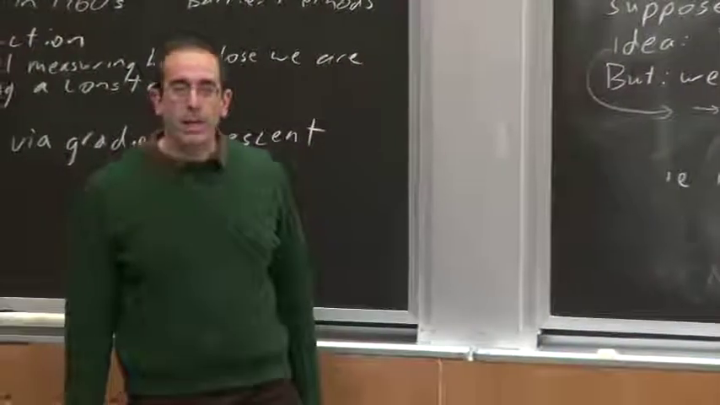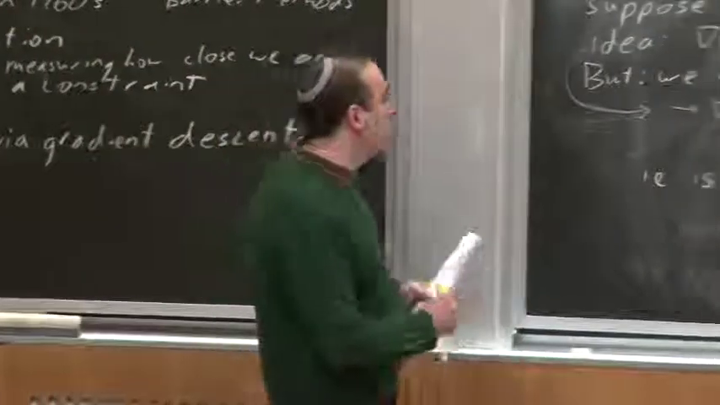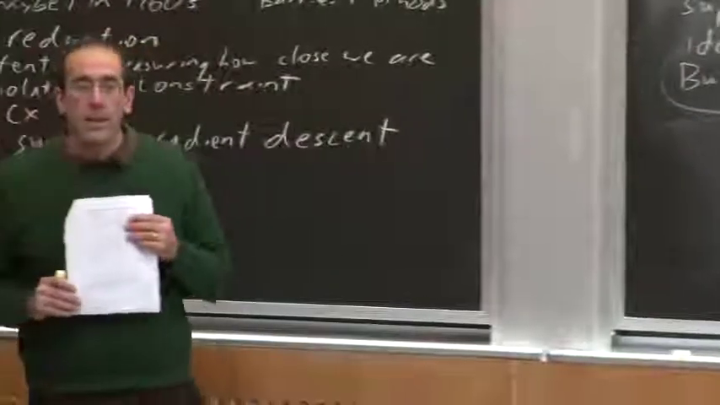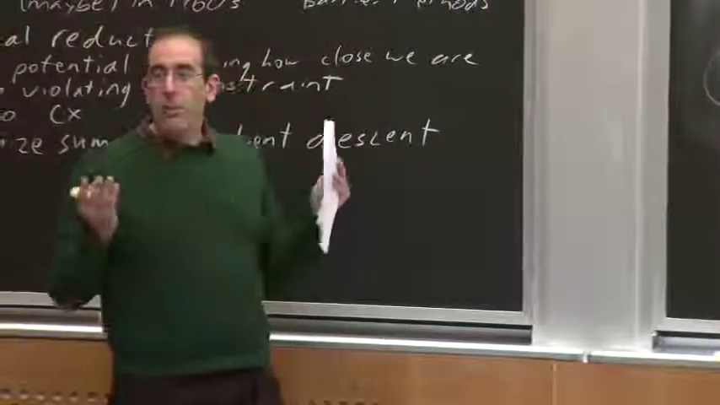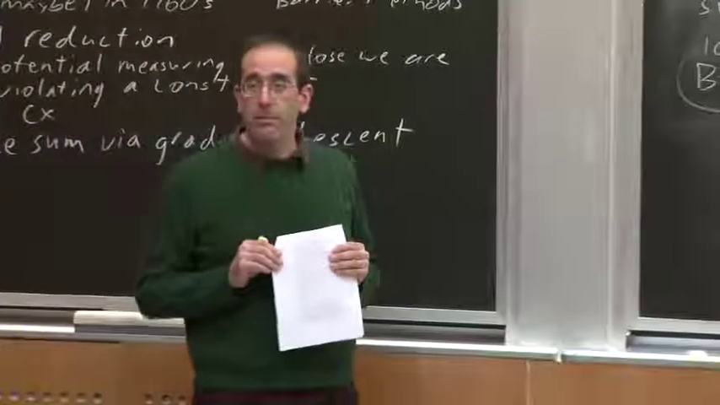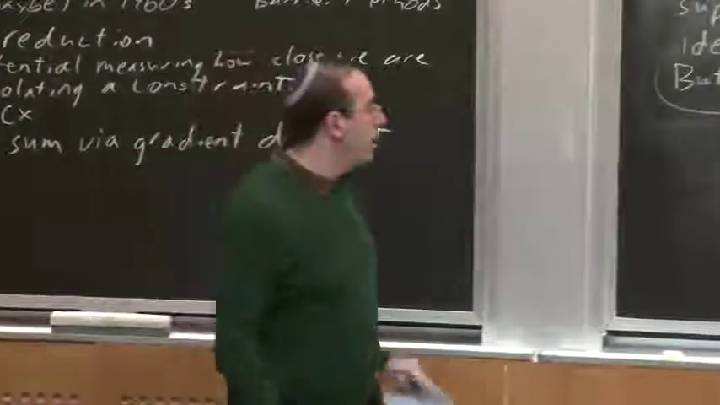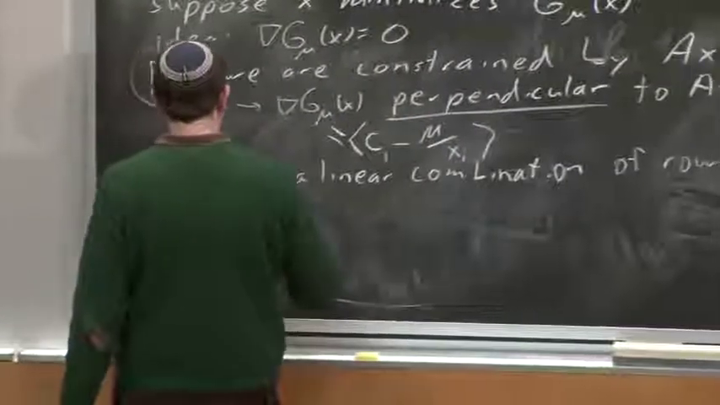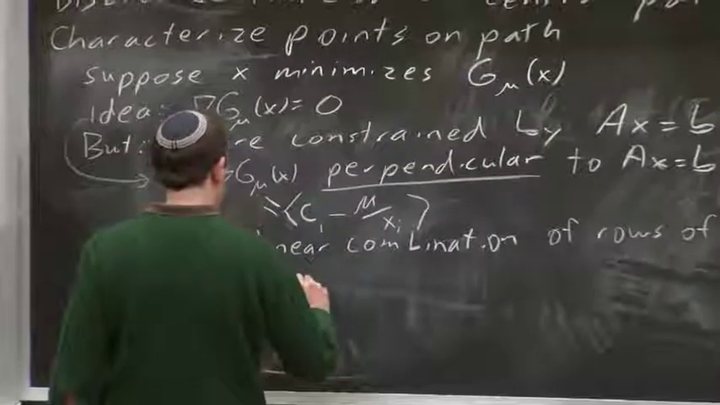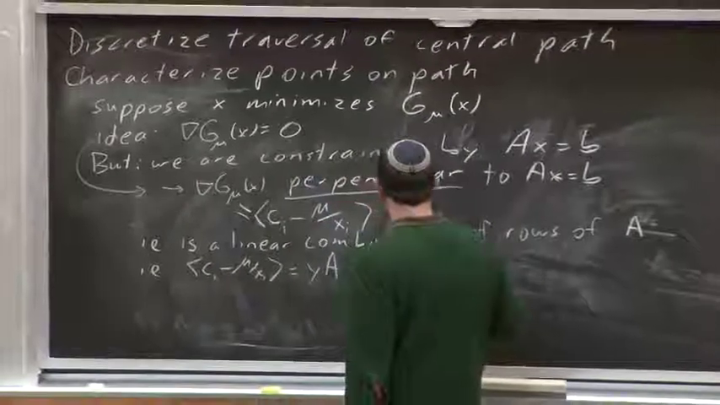What does it say algebraically? What do you need to do to create a linear combination of the rows of A? Yeah? Take like x or y A for some vector. Exactly. So what we can say is that this vector, c_i minus mu over x_i, is equal to yA for some y.